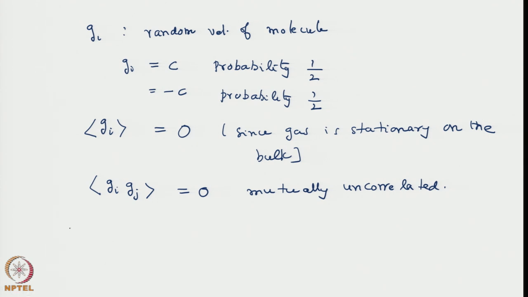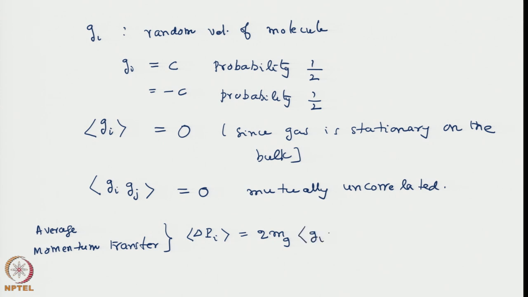If we use this property, then the ensemble averaged momentum transfer, or momentum change, delta p I average, is going to be 2 mg into average of g_i, minus 2 mg average of v. And v does not depend on molecular fluctuations because that is the average velocity that we imparted to the particle, and therefore it is going to be 0 minus 2 mg into v.